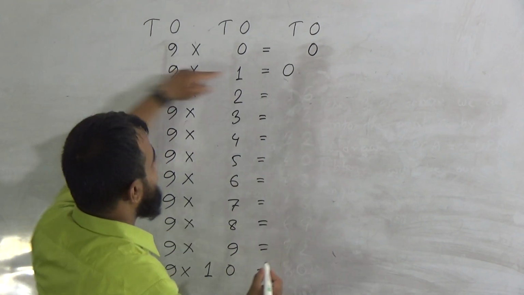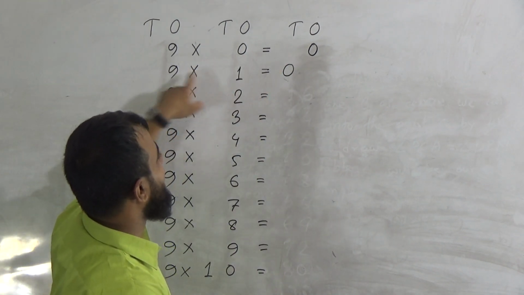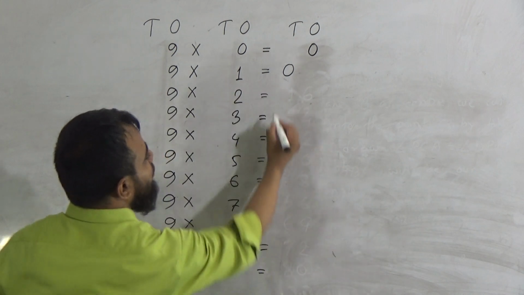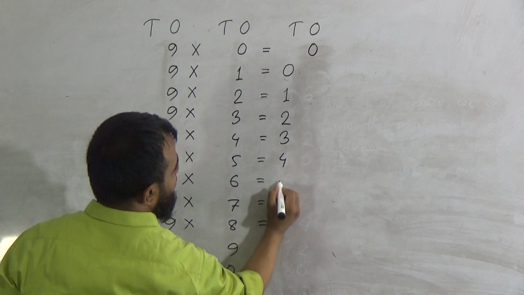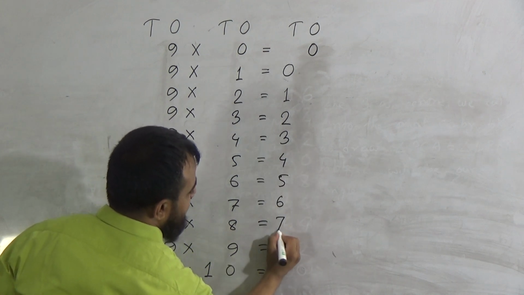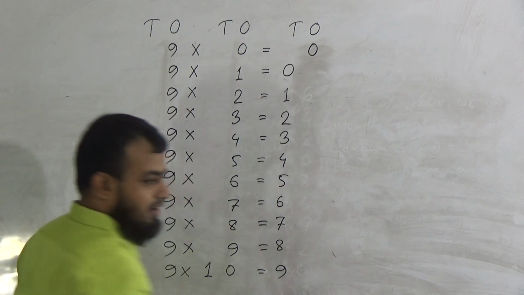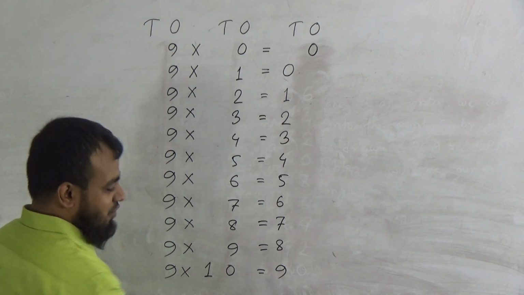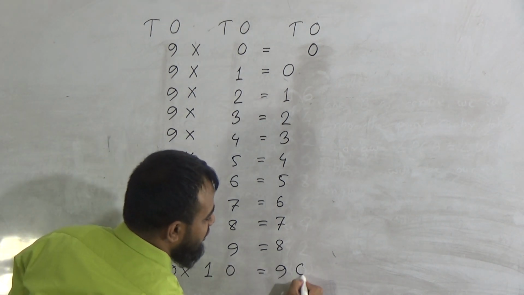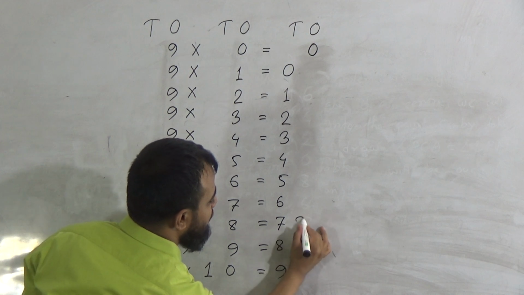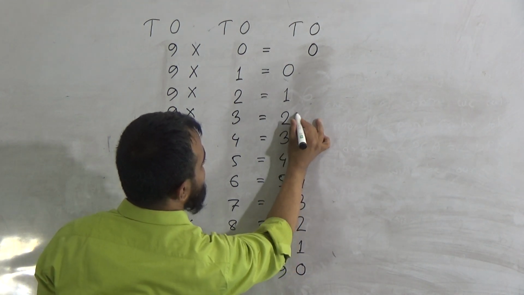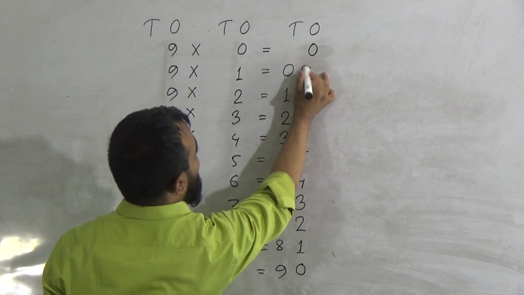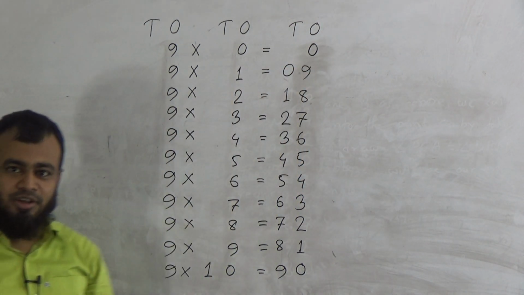My dear students, from the tens place and from 9 ones, we should start 0, 1, 2, 3, 4, 5, 6, 7, 8, 9. And conversely, from the tens place we should write down here 0, 1, 2, 3, 4, 5, 6, 7, 8, 9. This is the times table of 9.